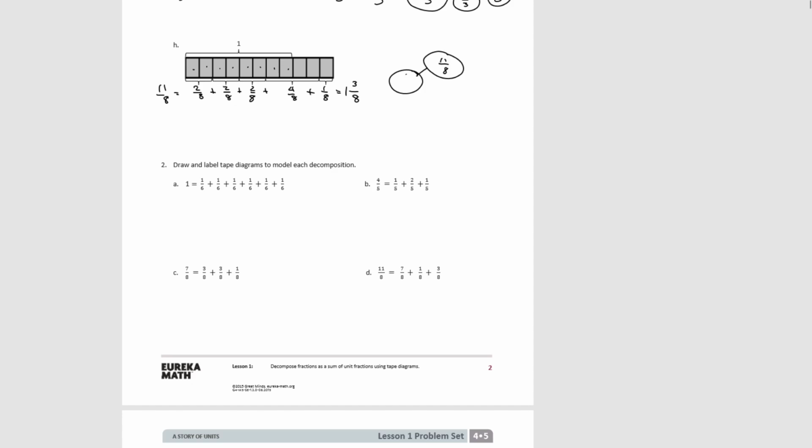So we have 2/8 and 2/8 and 2/8 and 4/8 and 1/8.